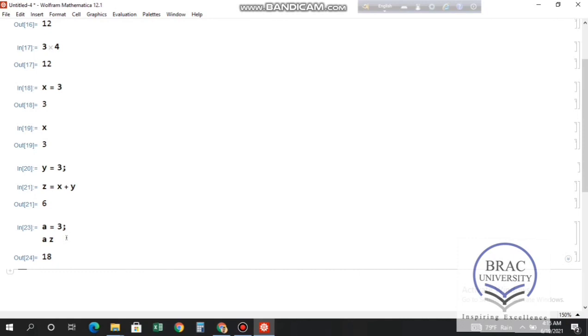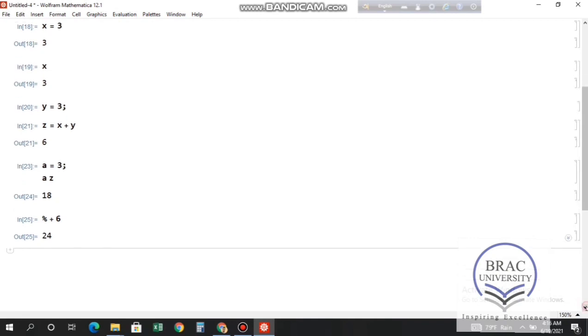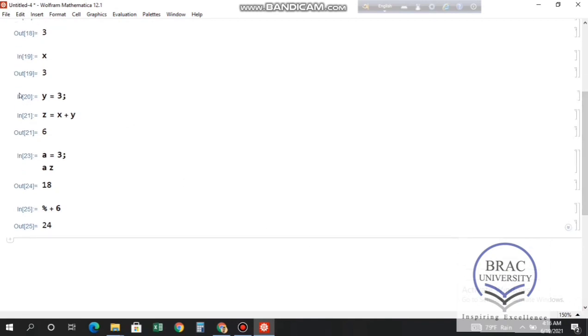Then if you want to work with the last output, you don't have to copy paste it. The percent symbol represents the last output in Mathematica. So I want to add 6 to the last output. Then I will write percent sign plus 6. We'll get 24. So if I want to work with the output 19, say I want to divide output 19 by 2, I will just write percent 19 and then divided by 2.